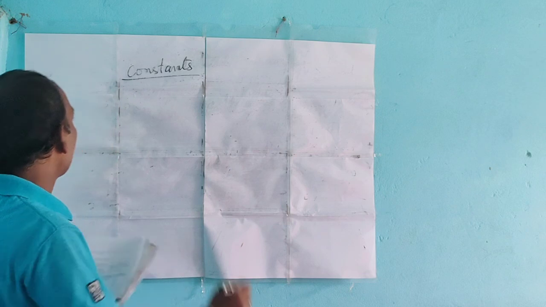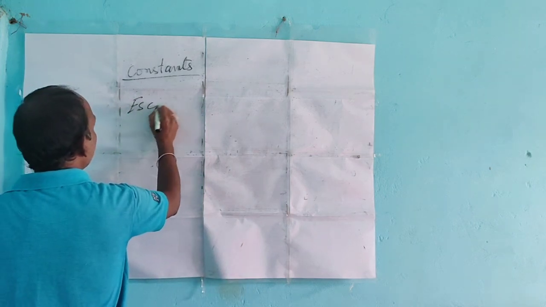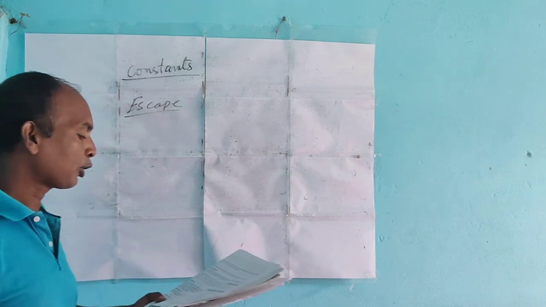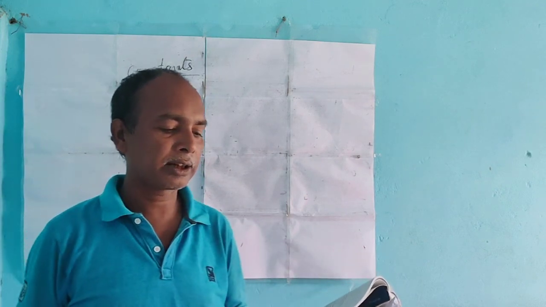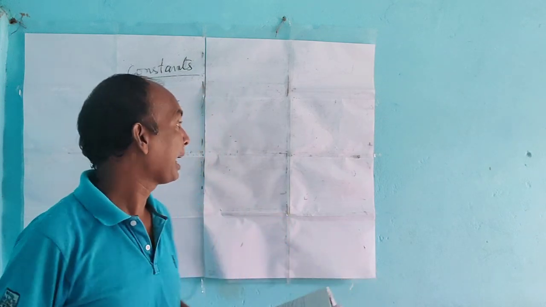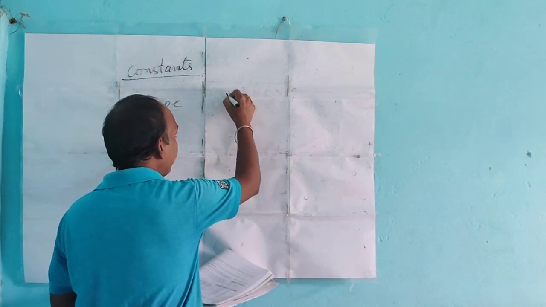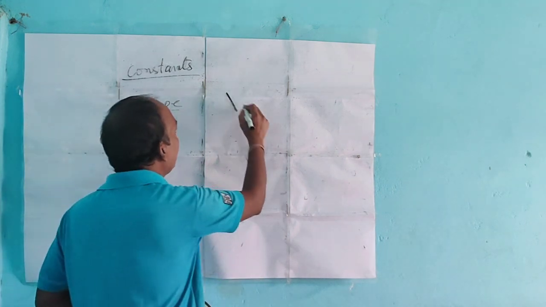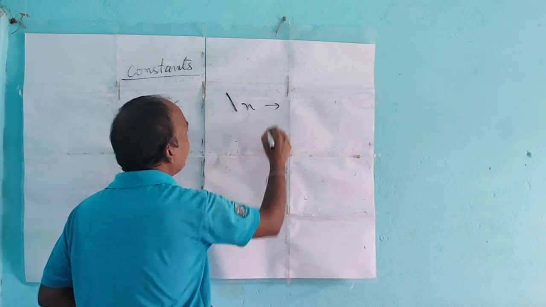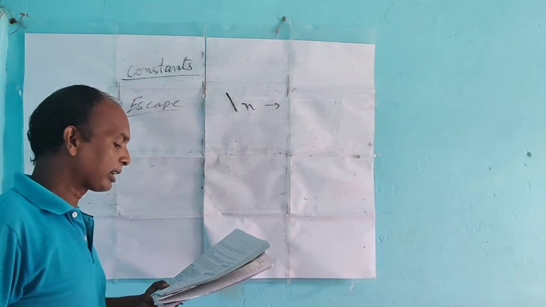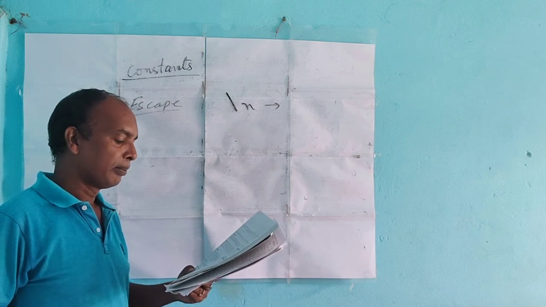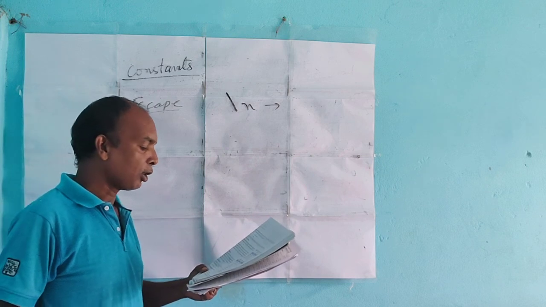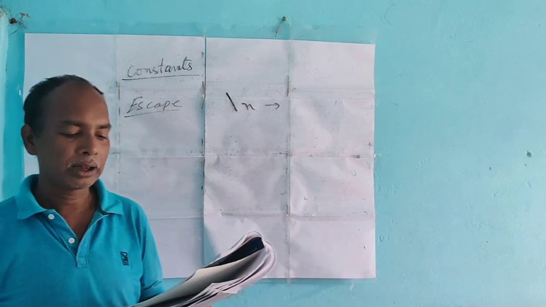Okay. Next is your escape sequence. This is one important part of the C program. There are some special non-graphical characters preceded by the backslash. Whatever you write after the backslash is known as an escape sequence. For example, backslash n means new line, backslash r means return, backslash v means vertical tab, but backslash b means backspace.